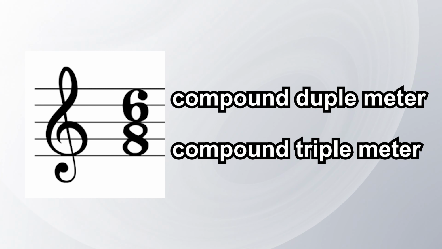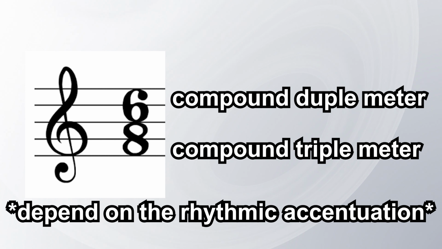In summary, whether you describe 6/8 as compound triple or compound duple may depend on the rhythmic accentuation, the feel of the music, and the stylistic conventions of a particular piece. However, the more conventional and widely accepted interpretation is to consider 6/8 as compound triple meter.